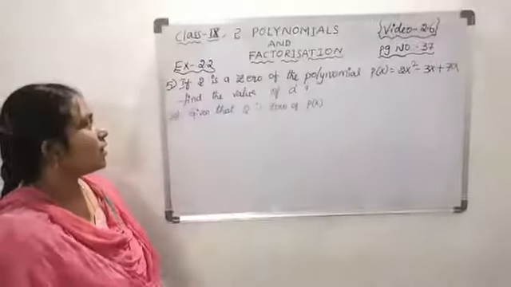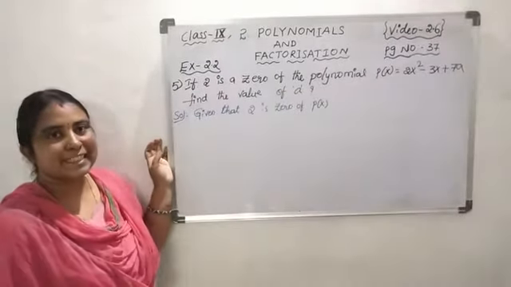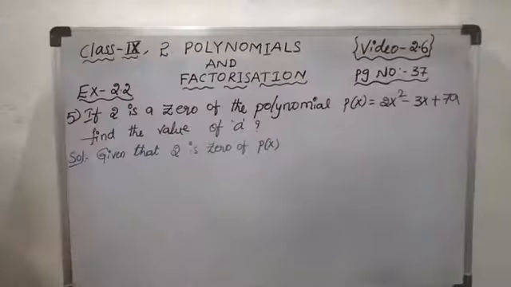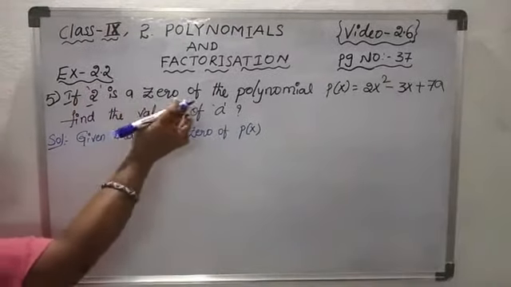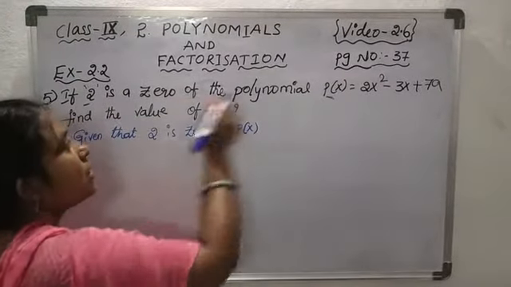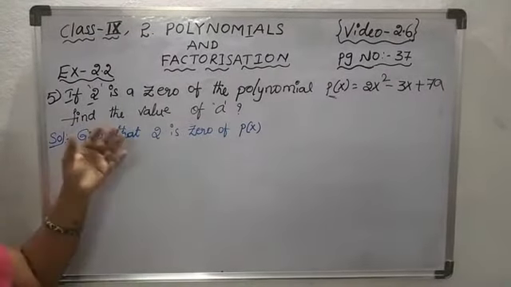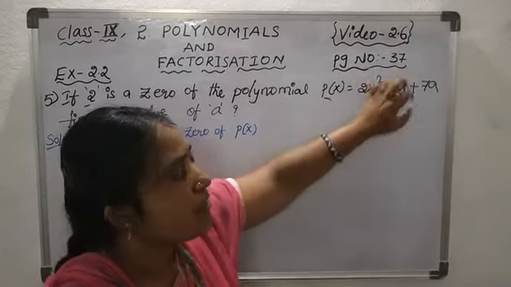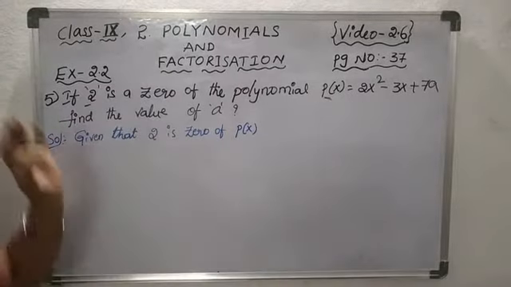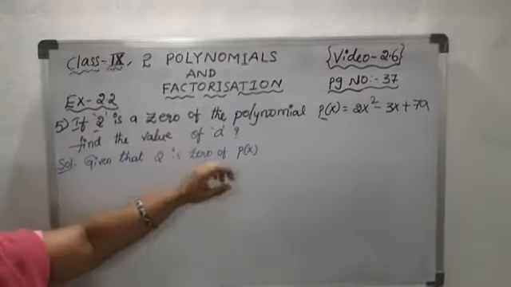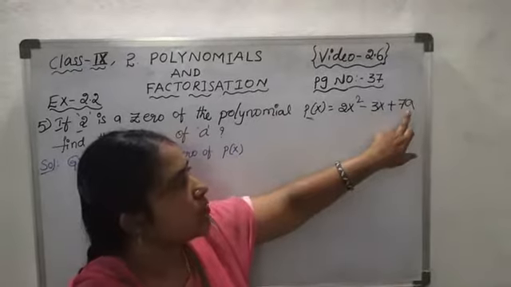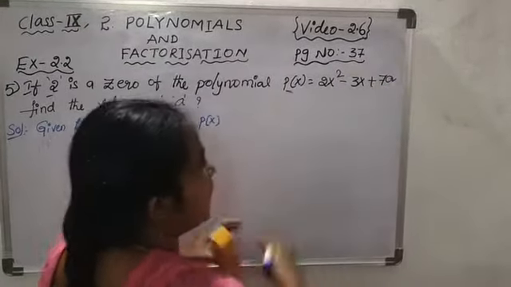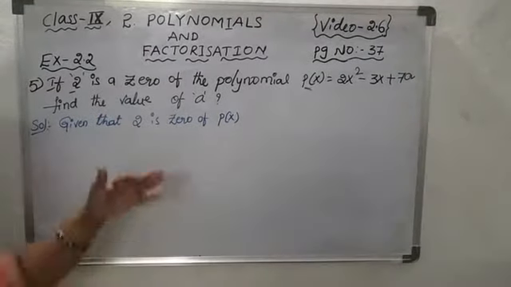Now we are going to the fifth bit. Now we will discuss the fifth bit problem. That is, if 2 is the 0 of the polynomial p of x. So 2 is the 0 of the polynomial means we have to substitute 2 in the place of x. We get this total value as 0. Now we can find the value of a. Here observe, this is not 9, it is 7a. Now we are finding the value of a.